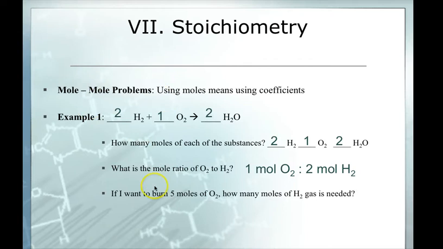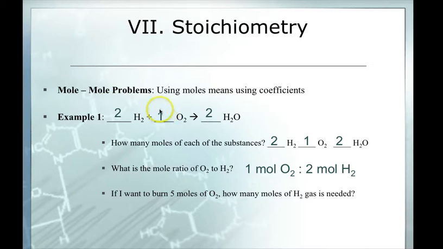Let's say, for example, it says if I want to burn 5 moles of oxygen, how many moles of H2 gas? In this problem, we're not really worried about the water, we're worried about the 2 reactants. So instead of 1 mole of oxygen, what if we had 5 moles of oxygen? What would that do to this number? Well, this is a relatively simple one. There are a couple of ways you can go about it.